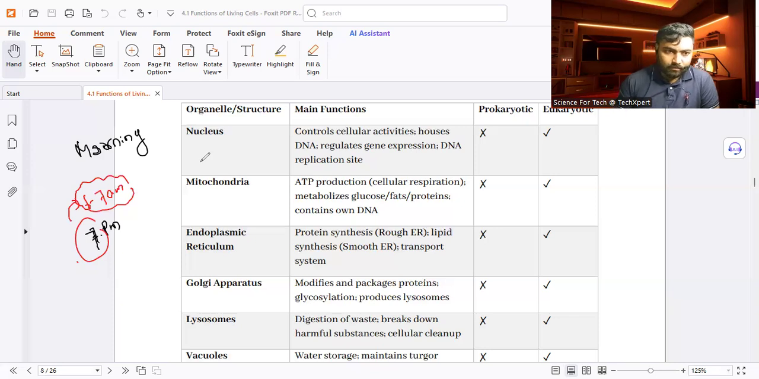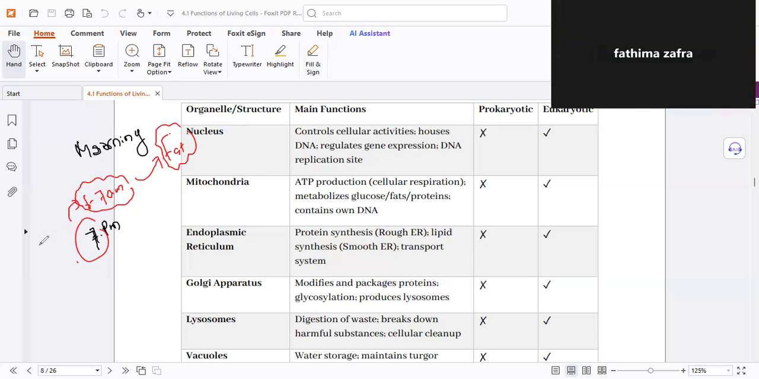Then if this person goes to exercise, there is no more glucose in the blood, and fat is used for energy production. Then he or she can burn the fat. Understood? Yes, sir. Okay.